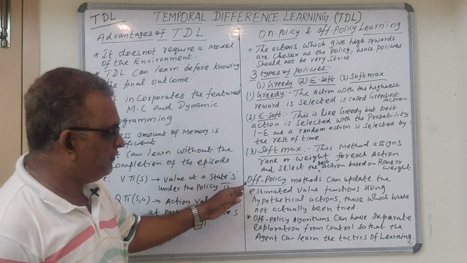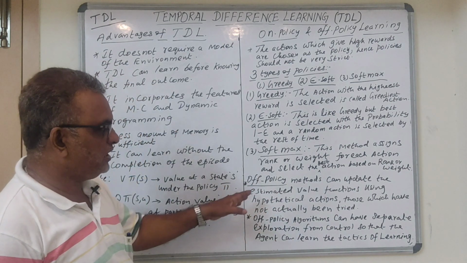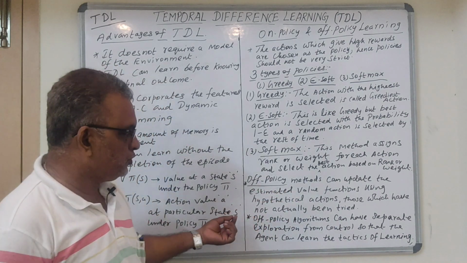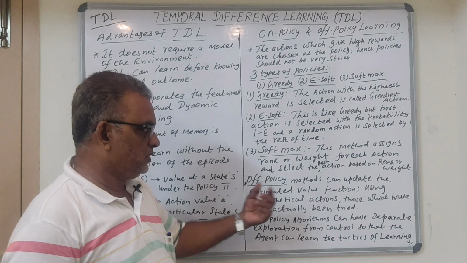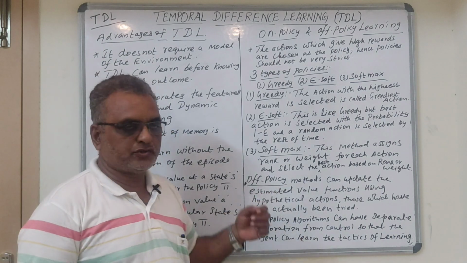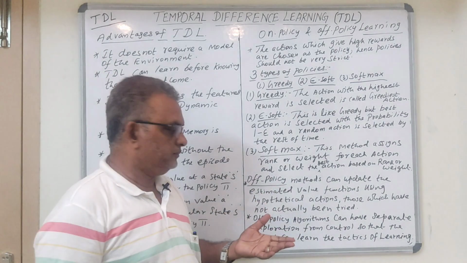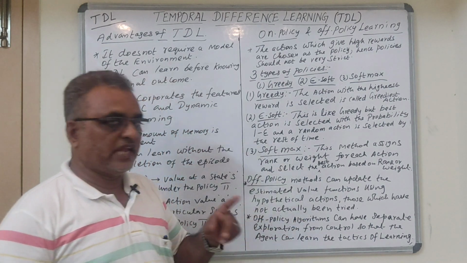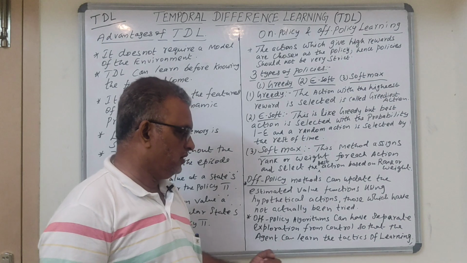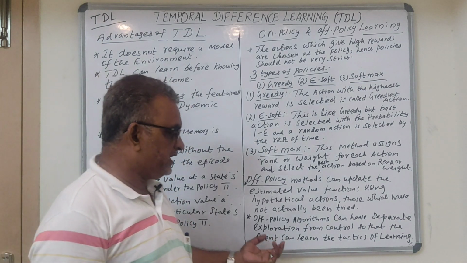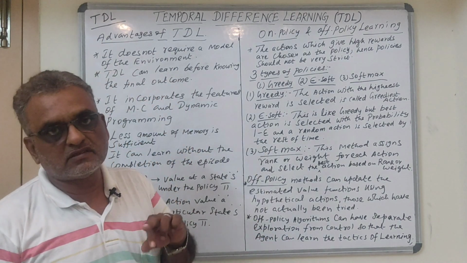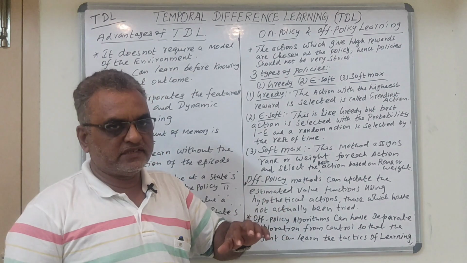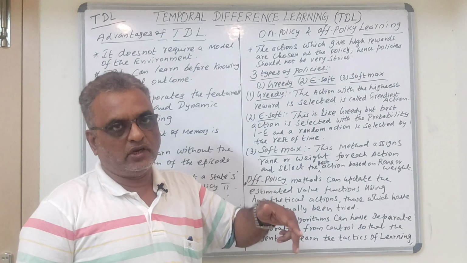We have off policy. Off-policy methods can update the estimated value functions using hypothetical actions, those which have not actually been tried. Similarly, off-policy algorithms can separate exploration from control, so that the agent can learn the tactics of learning. As a result, instead of just learning, the agent will learn how to learn.